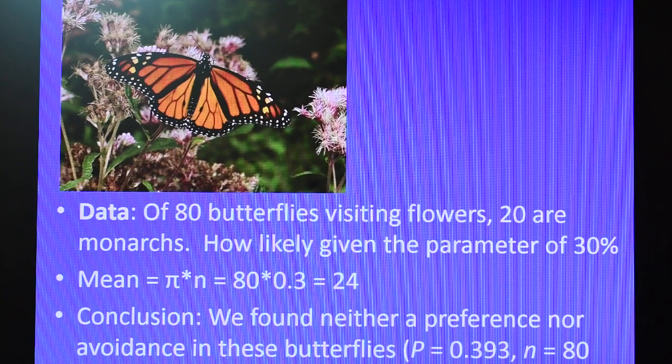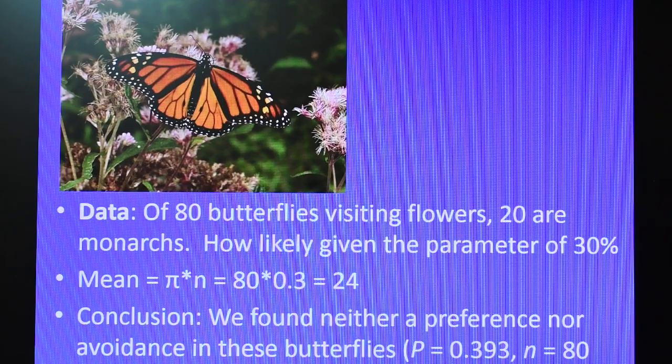And that's what I wrote as a conclusion on this slide. Conclusion: we found neither a preference nor avoidance in these butterflies. Notice this is the way we typically write conclusions like this. I had the probability in here, 0.393, and the number of trials n. Okay, we'll look at one other example here.